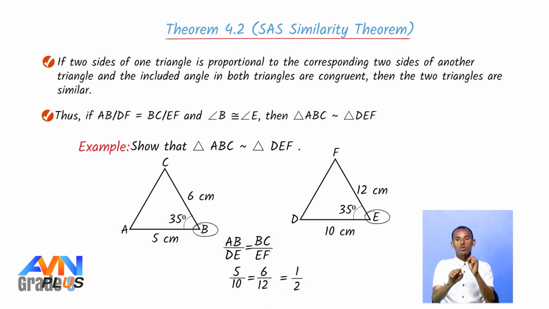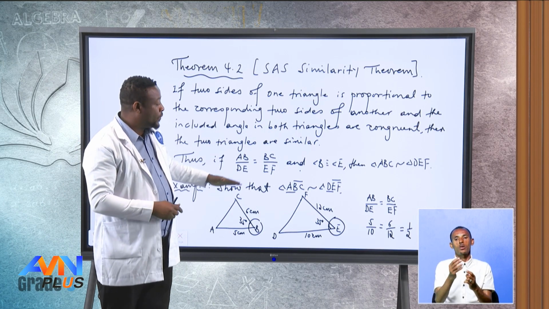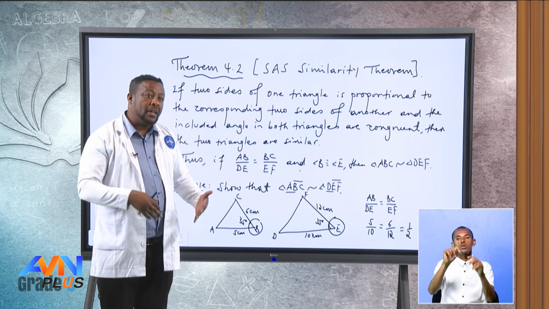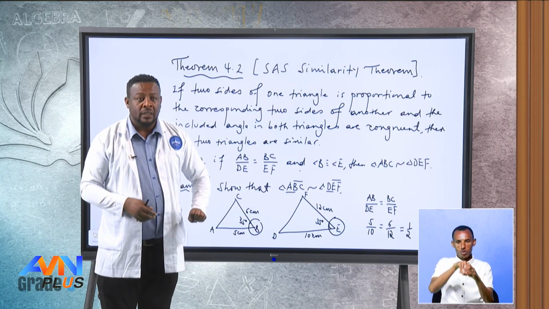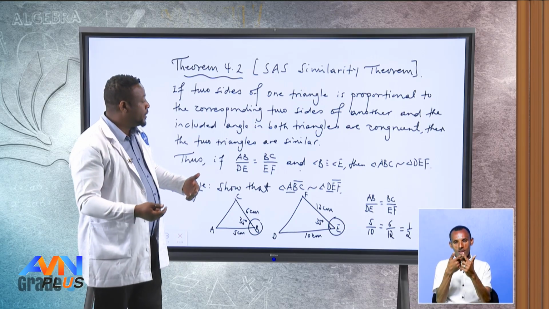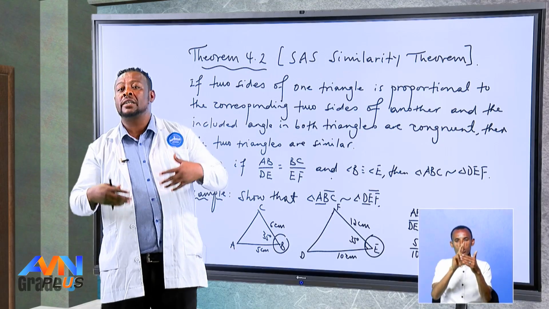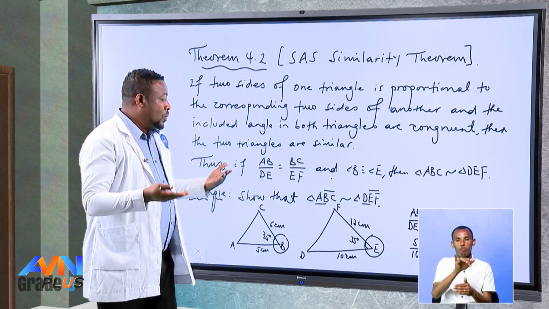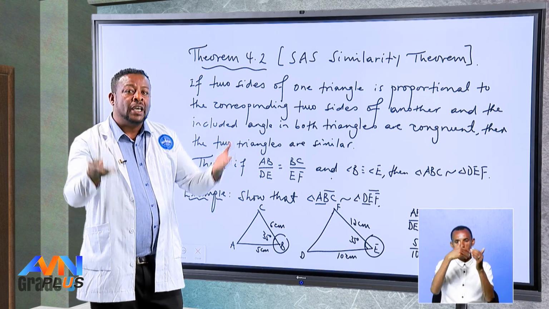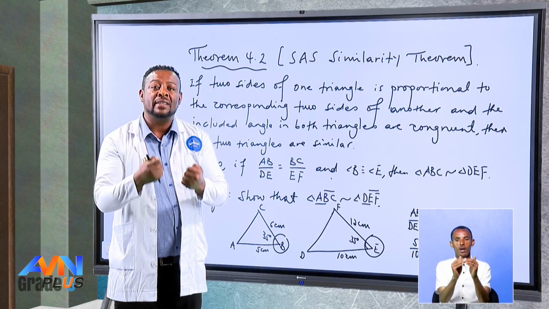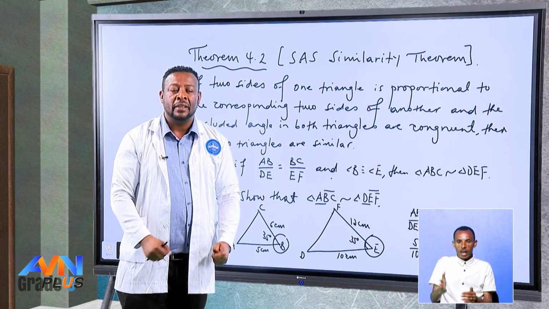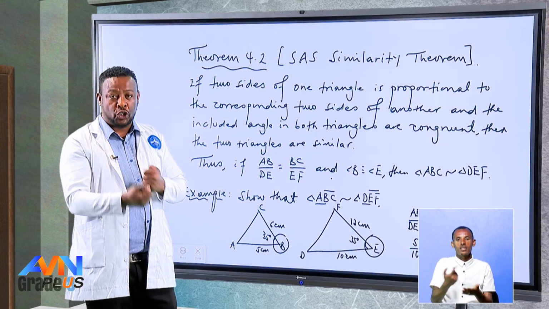So there are two conditions which are satisfied in these two triangles. One is they do have congruent included angle. The other one is the ratio of the corresponding sides are the same. So your conclusion will be these two triangles are similar by side-angle-side, right? So this is how you need to show.